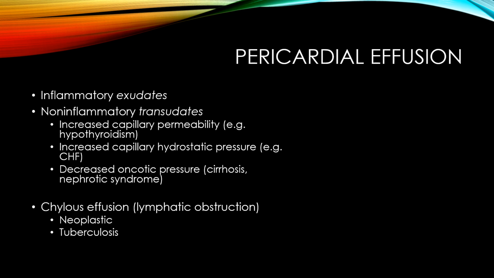Inflammatory exudates, so all that protein and cells and fluid that's building up in that area, is what we talked about. Another cause of the effusion could be non-inflammatory transudates, which are just more fluid with less protein, fewer cells. Things that can cause non-inflammatory transudates would be an increase in capillary permeability, like from hypothyroidism, increased capillary hydrostatic pressure, like congestive heart failure, or decreased oncotic pressure, like cirrhosis or nephrotic syndrome, where you're losing things like albumin, a protein that helps to maintain that pressure.